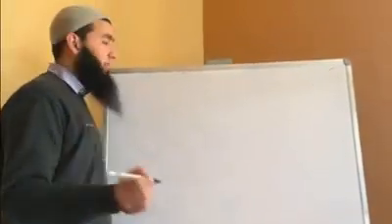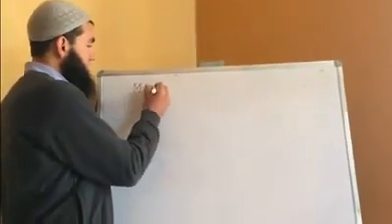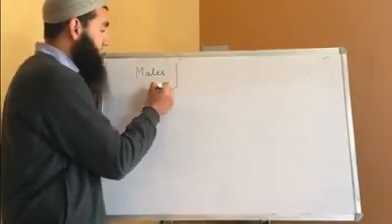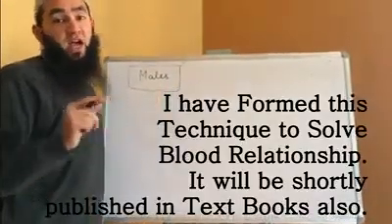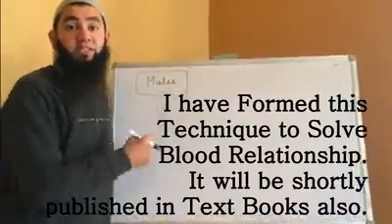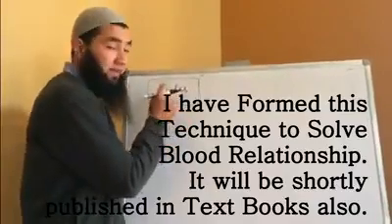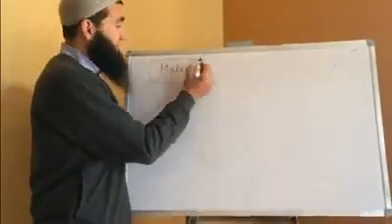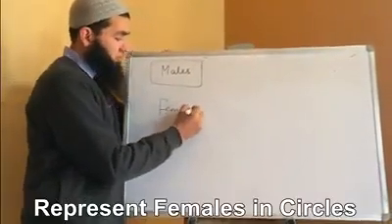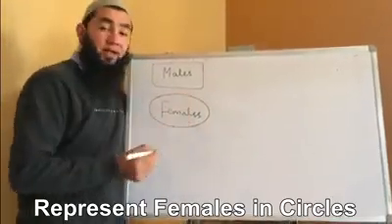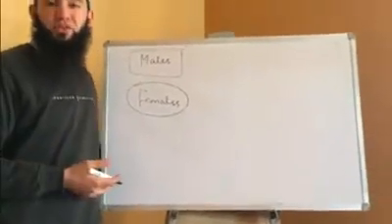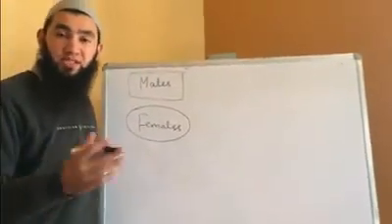This is the first rule for understanding this chapter. The technique which I'll be showing you, you will find nowhere in the books. This is my concept which I have developed. When we talk about males, we will represent them in boxes. When we talk about females, we will show them in an oval shape or a circular figure. Now there can be different types of relationships between males and females, and males and males.